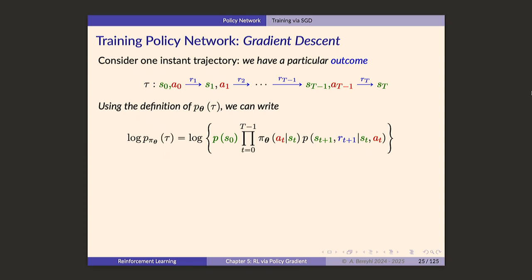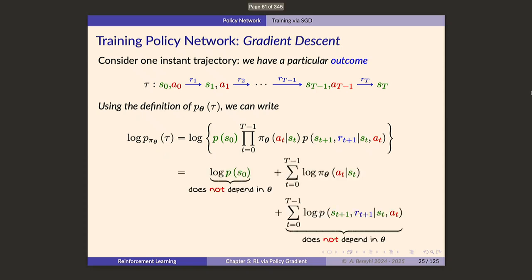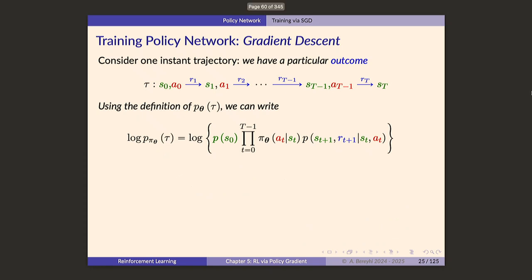If I just apply log on this, what's going to happen? Log is like the magic wand. It breaks everything into a summation. So I have log of p of S0, the summation of log of all of those pi's, and the summation of log of all of those p transitions. Everybody's cool? Now, the middle term depends on theta. The side terms do not depend on theta, correct? If I take the gradient with respect to theta, these are going to be 0. And this is basically what I need.